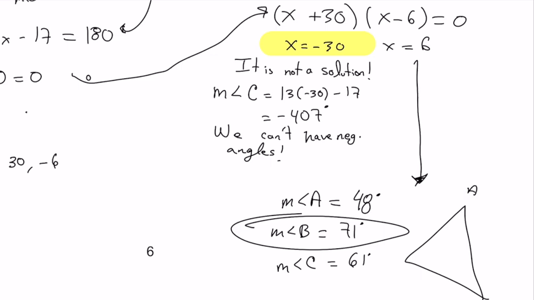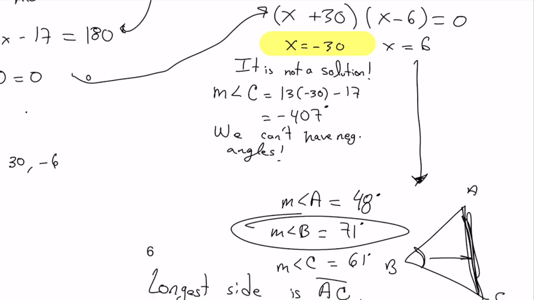That means that in my triangle ABC, the side opposite angle B is side AC. So my answer is that the longest side is AC.